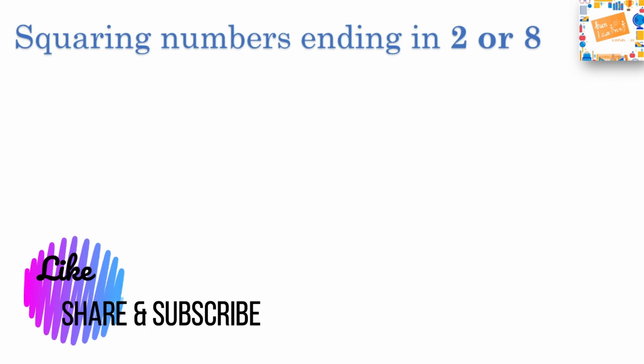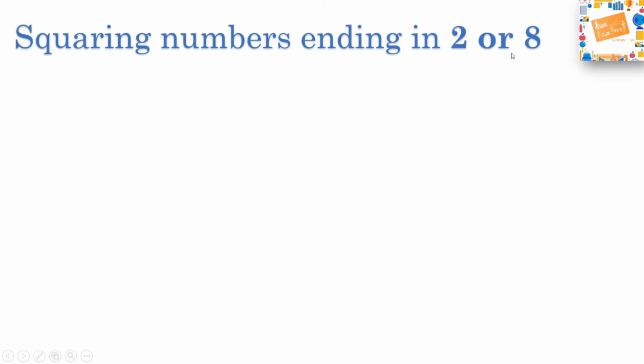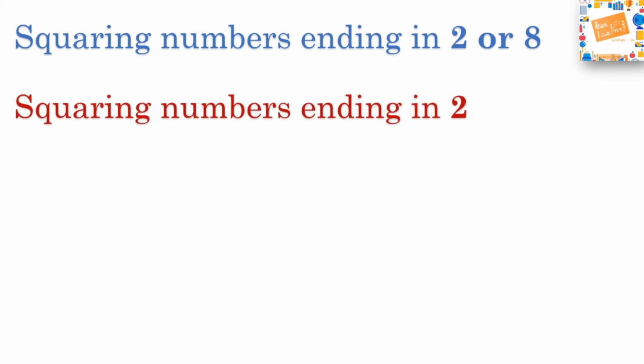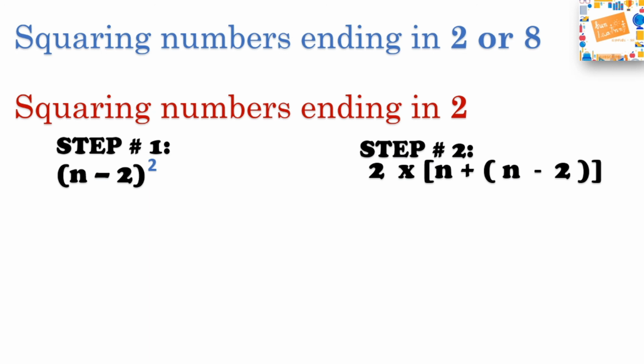So just to put in summary of the squaring of numbers, we can also include the number 8 because 2 and 8 are similar in their squaring, as both are 2 blocks away from its nearest 10. First, let's summarize the formula for squaring numbers ending in 2, which will comprise of 2 steps and then adding them together, that is n minus 2 square. And now the second step, that is 2 times (n plus n minus 2), adding the number ending in 2 and its nearest 10 and then adding these two together.